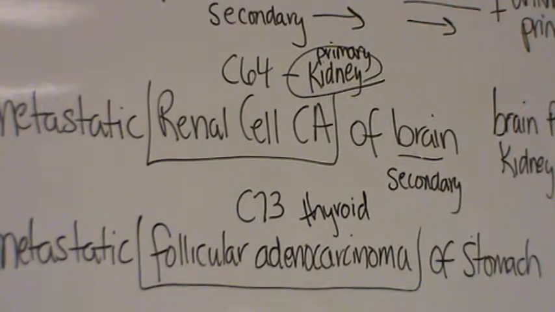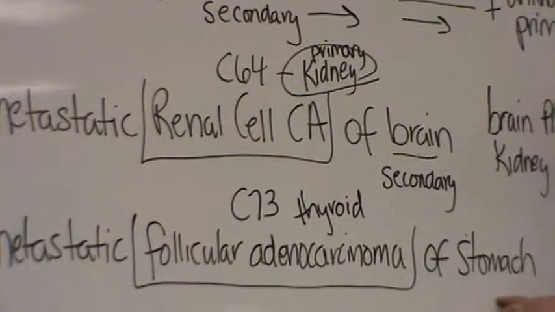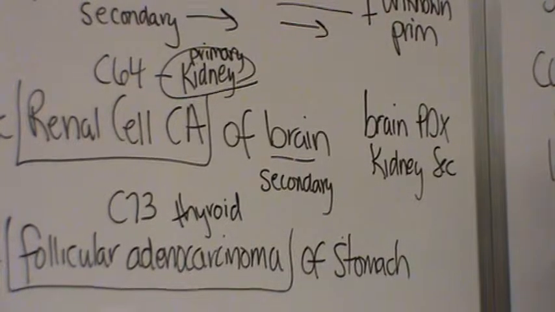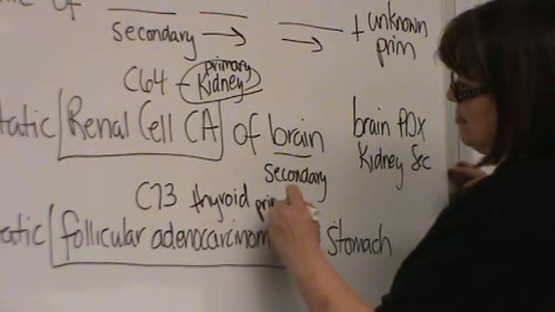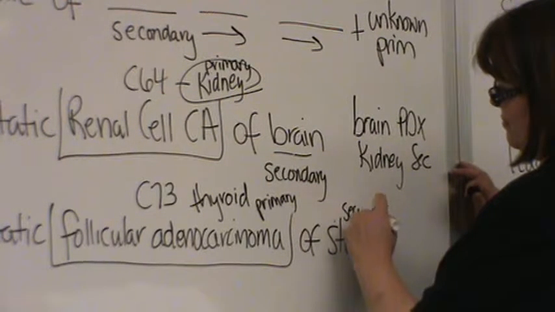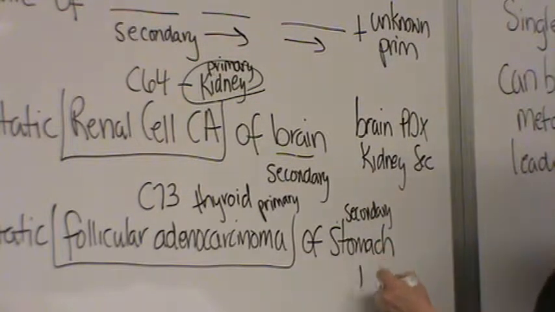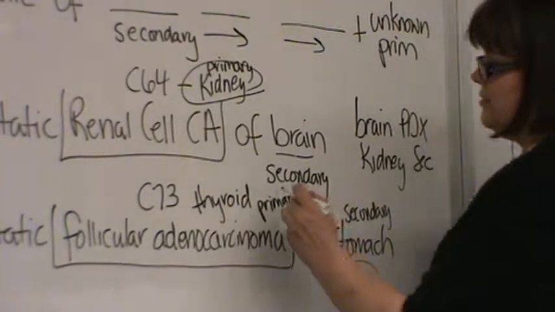Okay, so it usually starts in the thyroid, but ours is of the stomach, then what? Thyroid is primary. Stomach is secondary. But the stomach goes first, right? And then the thyroid.